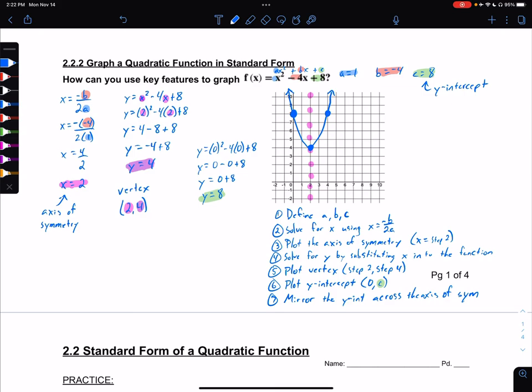Now, it might seem like a lot. There are 7 steps, but you'll see that those 7 steps are all quite simple, especially plotting the axis of symmetry, plotting the vertex, plotting the y-intercept, and mirroring that point. So 4 of these 7 steps require very little work. Follow those 7 steps, and you'll have no problem graphing a quadratic function.